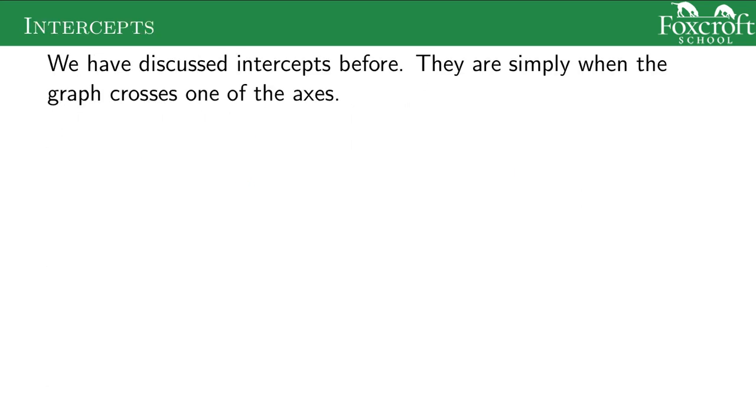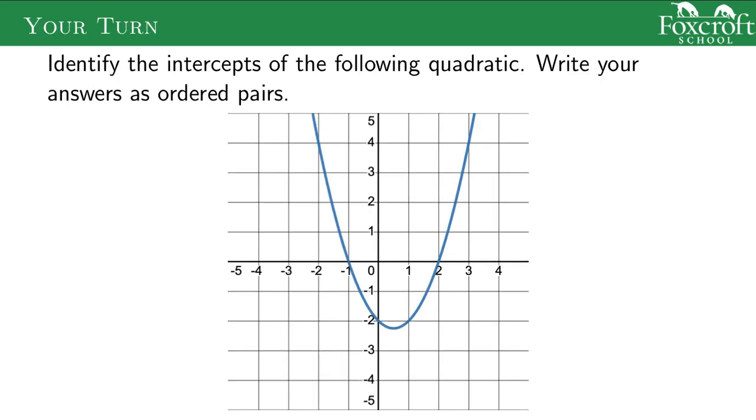Alright, so we're going to talk about parts of a parabola. We talked about intercepts before. They're simply where the graph crosses one of the axes. This one you can do on your own. You already know what the intercepts are, but identify all the intercepts of this quadratic function.